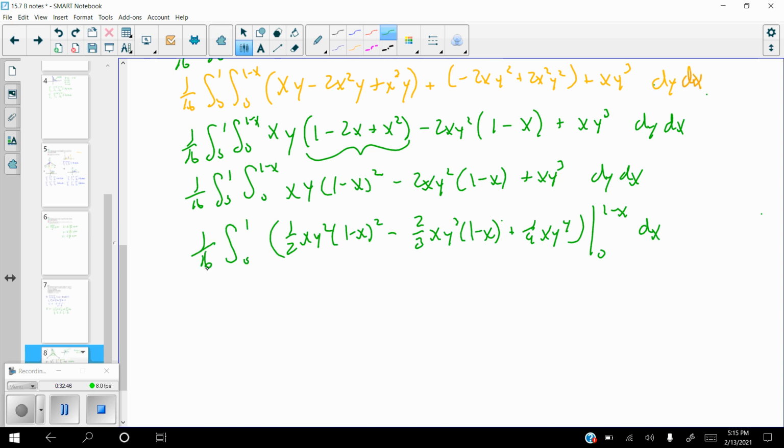And why was I trying to get those 1 minus x's? It's because of that upper bound. So now if I plug this stuff in for y, I'm going to leave the constants where they are right now because I don't feel like trying to figure out the common thing to factor out.